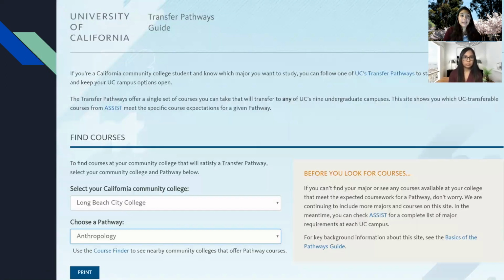So let me give you an example. So here it is. This is the transfer pathways. So I want to know which courses I can take at Long Beach City College, and this time we changed, no more psychology. Let's try anthropology. So you go and you check, okay, Long Beach City College, and I'm choosing the pathway for anthropology. What can I take at Long Beach that will meet those?